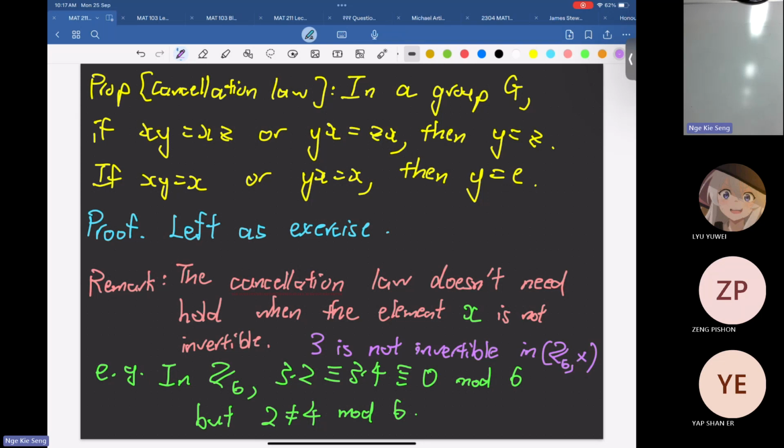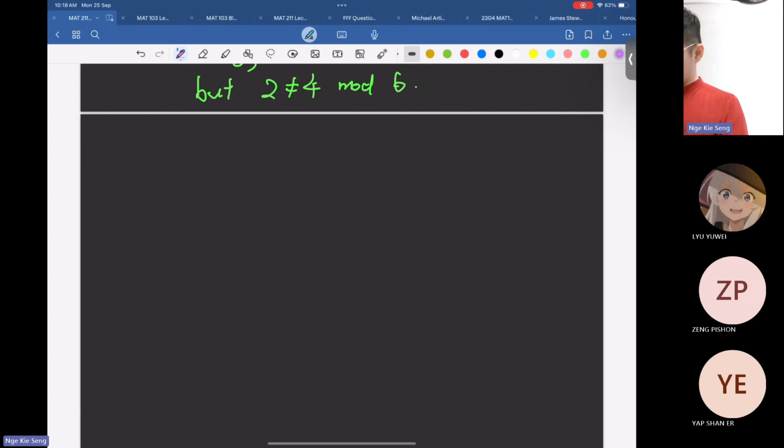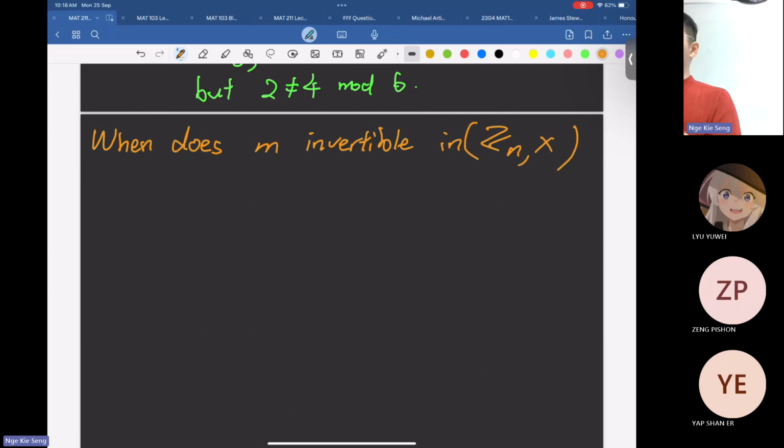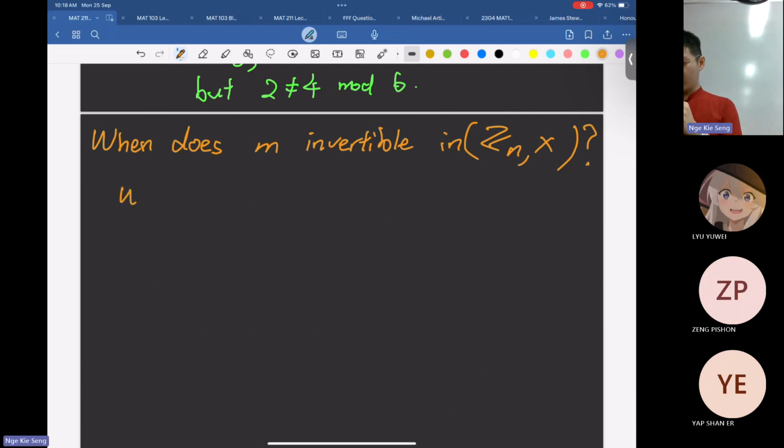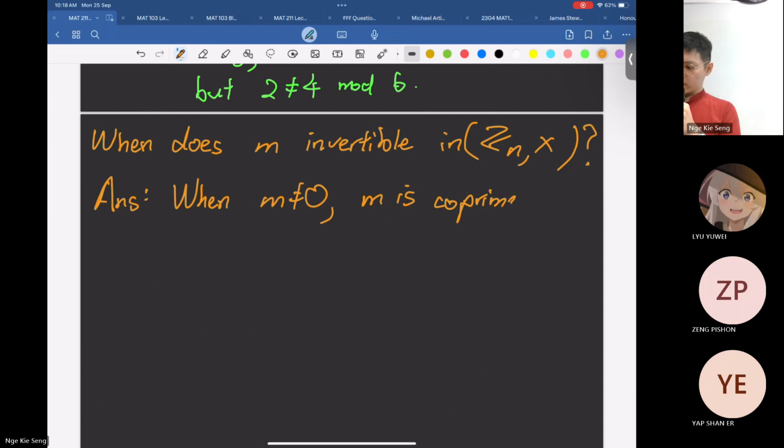So do you guys know when M is invertible in Zn in the multiplication sense? Did you guys learn this? Well, let me give the statement here. When is M invertible in Zn under multiplication? When does this happen? It is when M is not 0 and M is co-prime to N. Did you guys prove this?